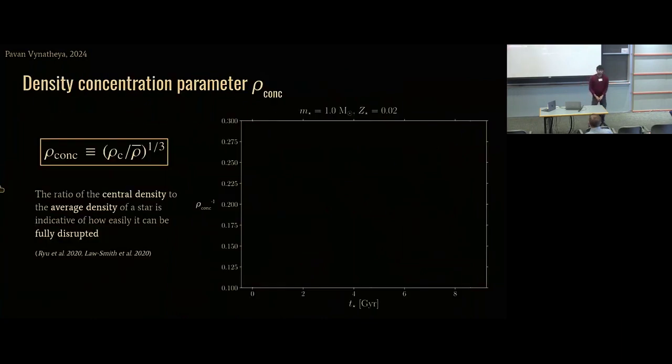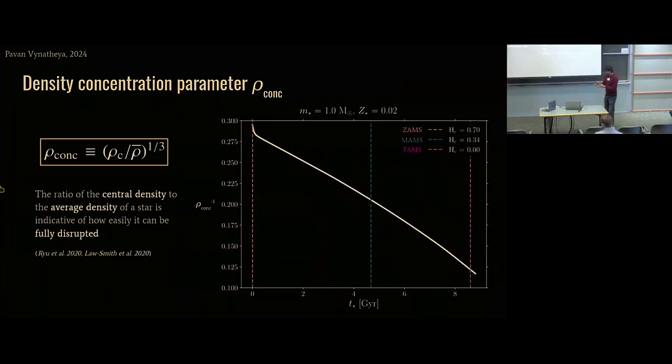Another factor which influences how much mass is lost from a star is the so-called density concentration parameter. This is a crude estimation of how much density is concentrated in the center of the star. You can define it as this: core density to the average density of the star, with some power of 1/3. So stars which are more densely concentrated are harder to fully disrupt. They would need a closer approach for full disruption.